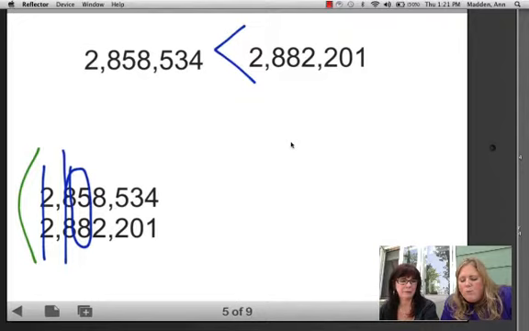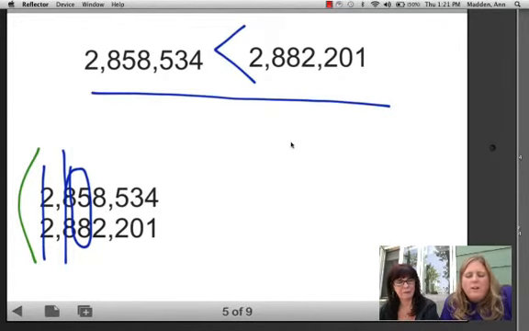How I would read this, though, I read left to right, just like we read left to right when we're reading words in a book. I would read it as 2,858,534 is less than 2,882,201.